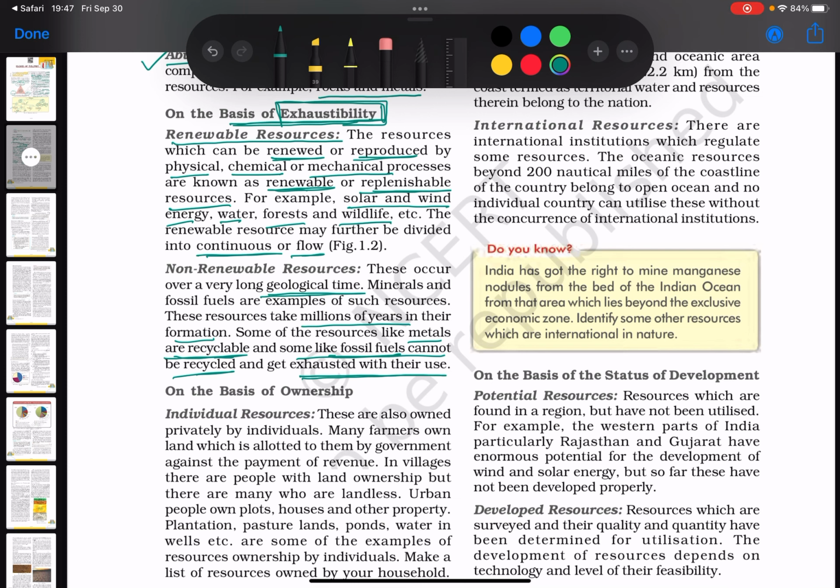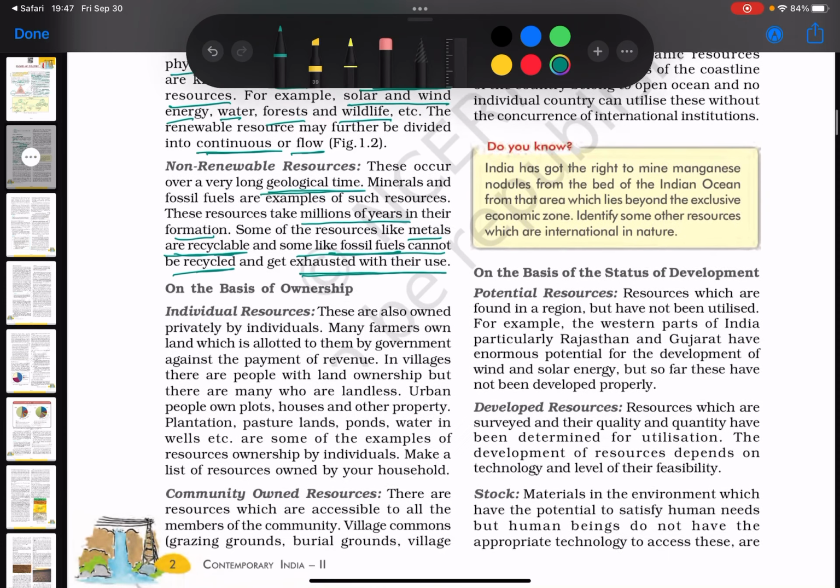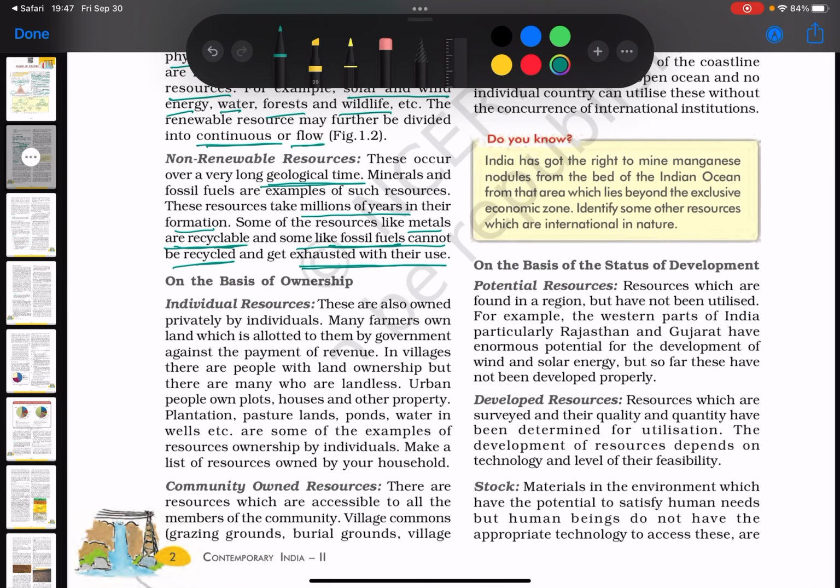Once used, you have to wait millions of years to get the next batch of them, if I were to use that. Now let us look at how a resource is classified on the basis of ownership. So individual resources are simply those which are owned privately by individuals.